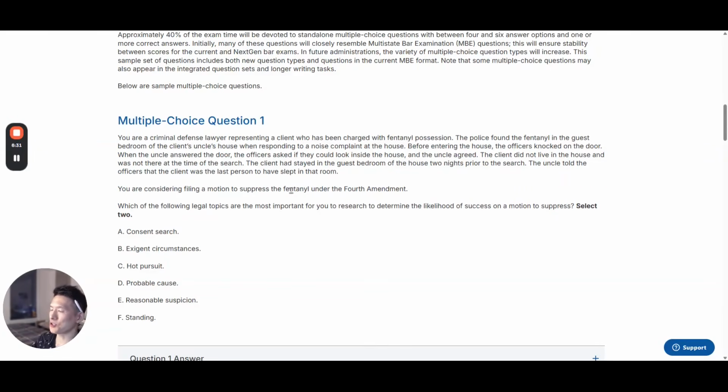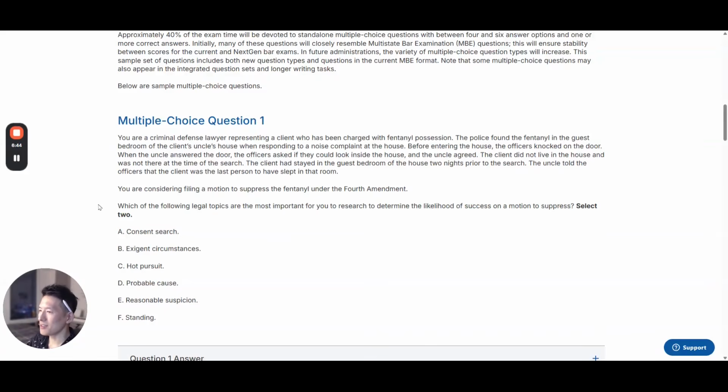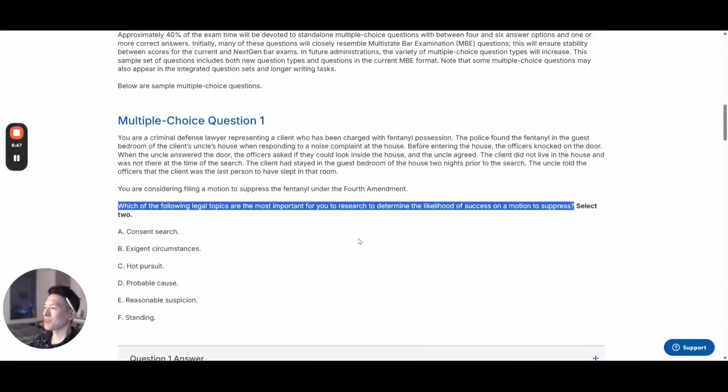So this is like a search type of issue. And now, which of these topics are going to be the most important to research to determine the likelihood? These are just words. You don't have to think about what it means. Basically, what's the most relevant thing to think about here?